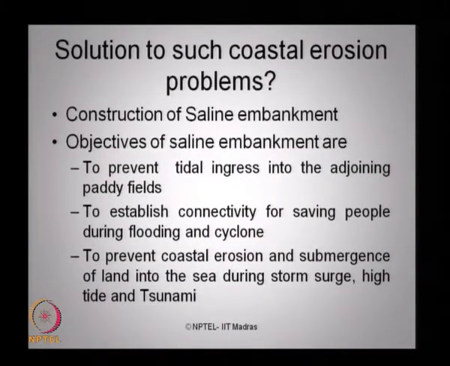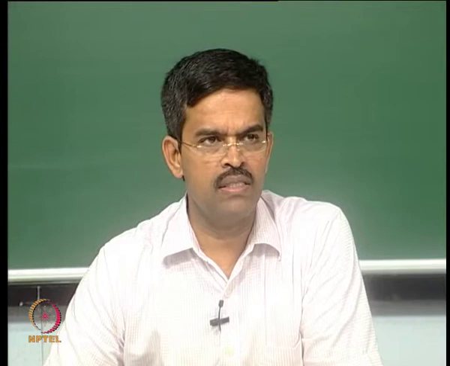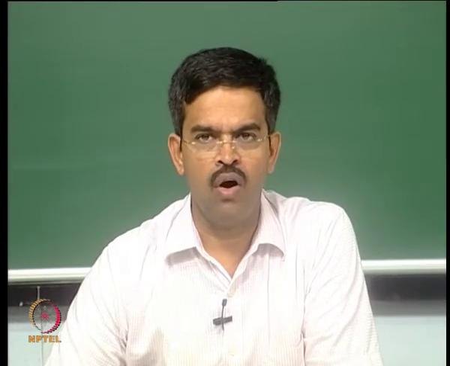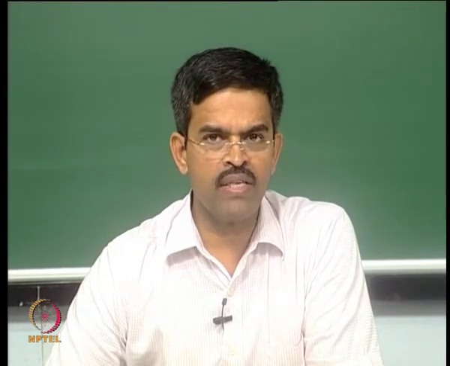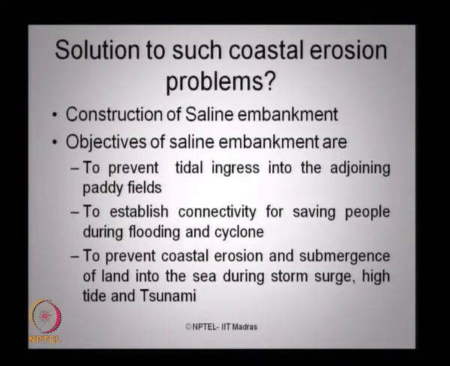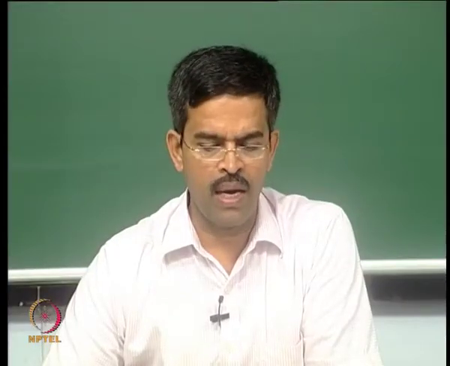The primary objectives of construction of saline embankments are the following. It is useful to prevent tidal ingression into the adjoining paddy fields. There are many locations, ladies and gentlemen, in India where agricultural cultivable lands are located in the near proximity of the coastal sector. For example, the state of Odisha has a lot of agricultural lands which are located parallel to and in close proximity of the sea water. So, to prevent the tidal ingression from the sea into the adjoining paddy fields, we can construct an embankment which is otherwise called a saline embankment.